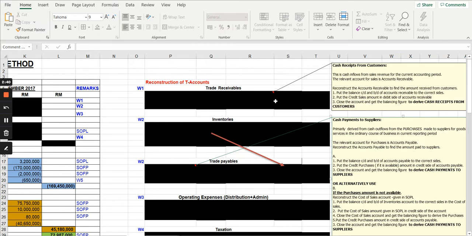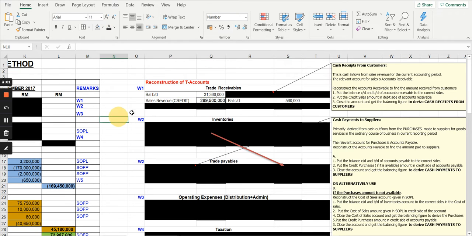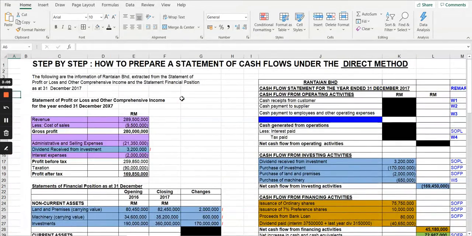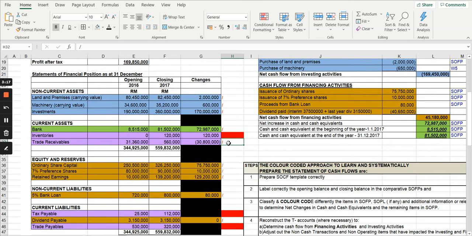We're going to put the balance carried down and brought down on the correct side. So balance brought down will be put on the debit side. Balance carried down will be put on the credit side. Then you're going to put the credit sales on the debit side of the account receivable. So where do you get this information? This information is from the statement of financial position. So I've taken that information, and now I will put my checklist here. I have already ticked that to show that I've checked it.